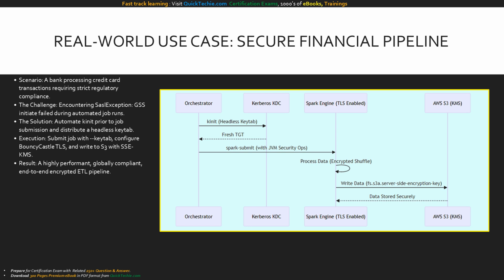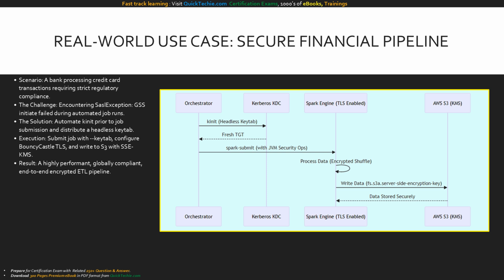They updated their orchestration tool to automatically run a kinit command right before job submission. For execution, they submitted the Spark job with the keytab flag, injected Bouncy Castle TLS configurations into the JVM for FIPS-compliant network encryption, and configured the output to use SSE-KMS for Amazon S3. The result: an end-to-end encrypted, zero-trust ETL pipeline that processes terabytes of data with zero manual intervention and easily passes the strictest global banking audits.